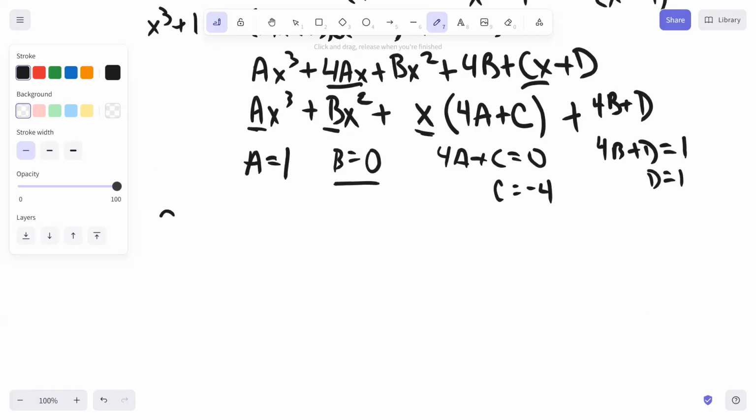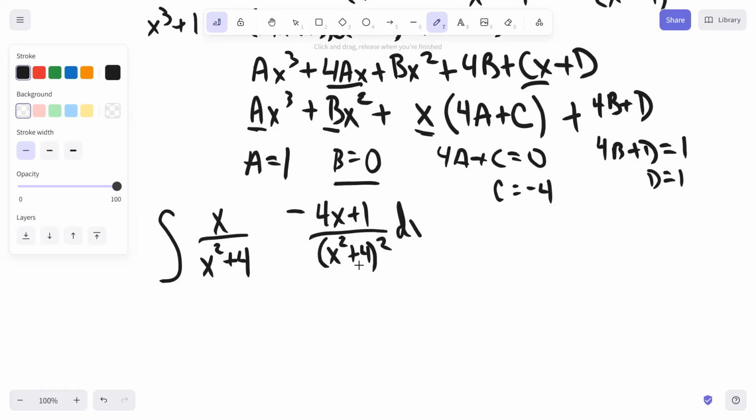So our integral would be x over x squared plus 4, minus 4x plus 1 over x squared plus 4 quantity squared dx. Now we're going to add these because just the 4 is negative in the numerator there.